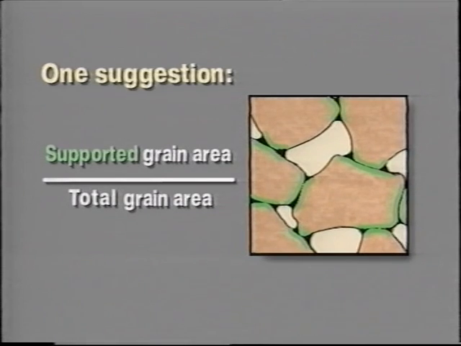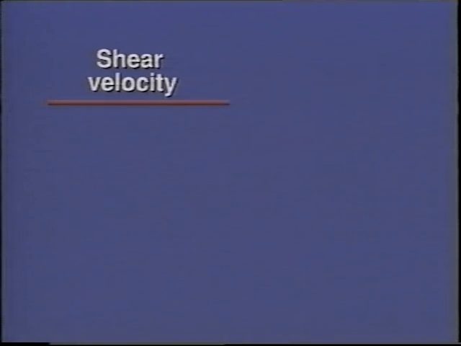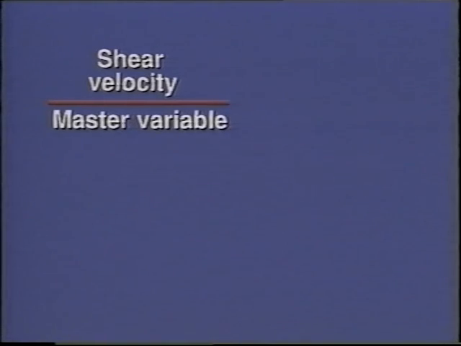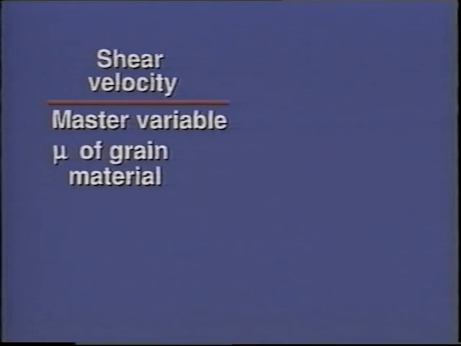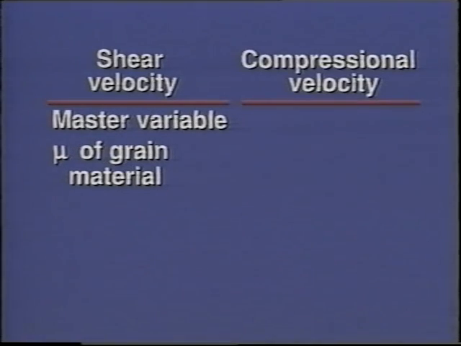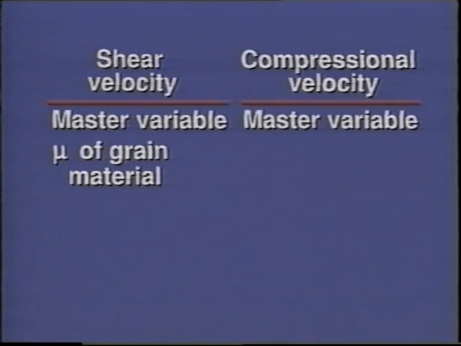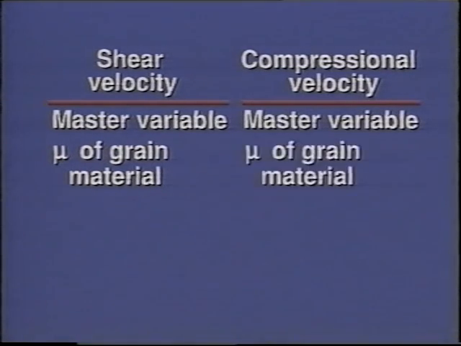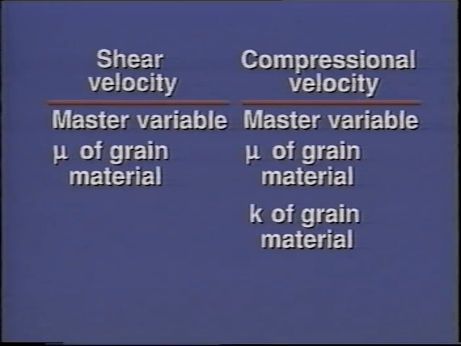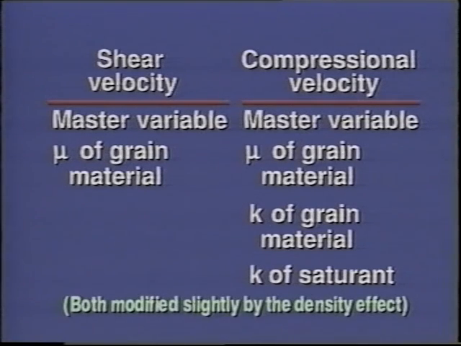Okay, let's see how it would work. The shear velocity would depend, first and foremost, on your master variable, supported area over total. Then it would also depend, of course, on the intrinsic rigidity of the grain material, but not on much else. Right. While the compressional velocity would also depend on, let's say, the same master variable, plus the same rigidity of the grain material, plus the bulk modulus of the grain material, plus the bulk modulus of the saturant. Well, that's a simplification, of course. Both velocities are modified slightly by density effects, but it certainly is helpful.